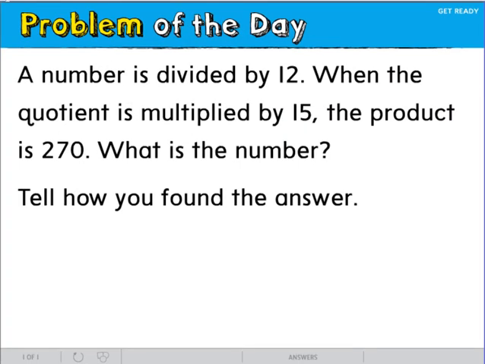So our problem of the day: a number is divided by 12. When a number is divided by 12, when the quotient is multiplied by 15, the product is 270. What is the number? Give you guys a few minutes to work on this on your whiteboards.